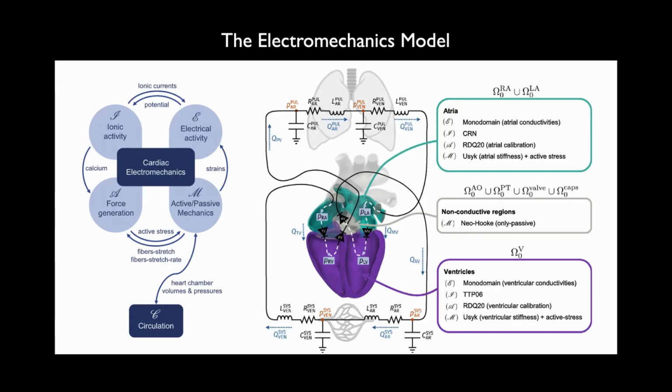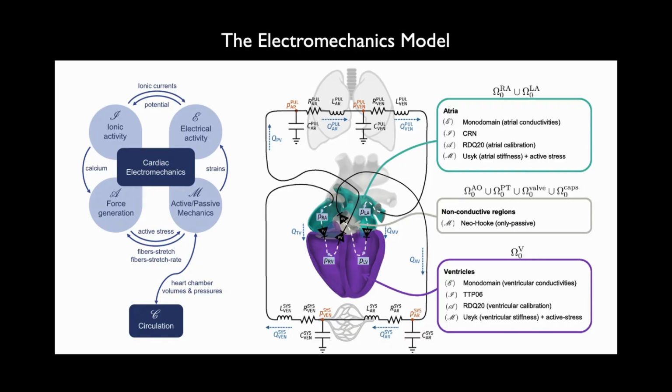So now we would be able to let the heart contract and relax, but of course the heart is not in the middle of nowhere. There is the external circulation, and we mimic the external circulation through a system of electrical networks. Mathematically speaking, this is a system of ordinary differential equations.